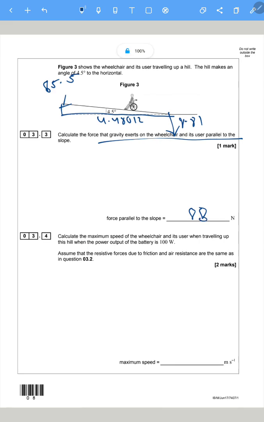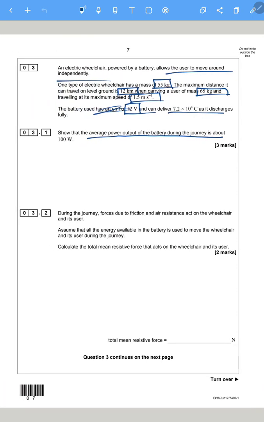Rough mark anyway. Calculate the maximum speed of the wheelchair if the user is travelling up the hill with a power output of that much. Assume that the resistive force due to friction is 3.2. What? So total resistivity is, what is it?